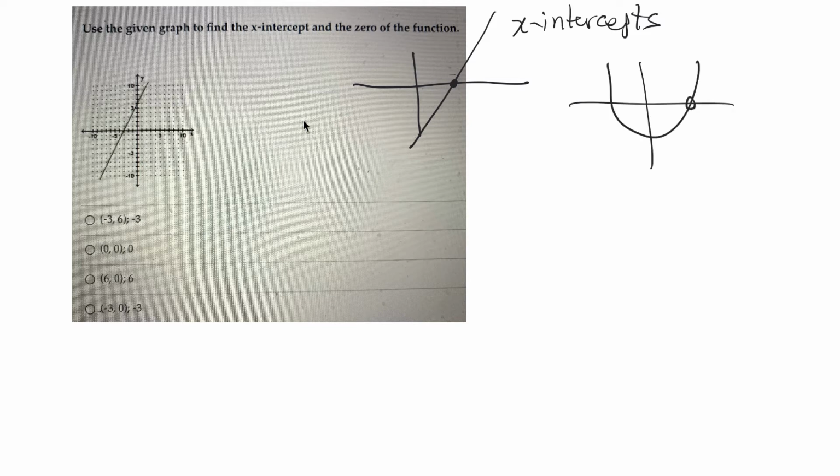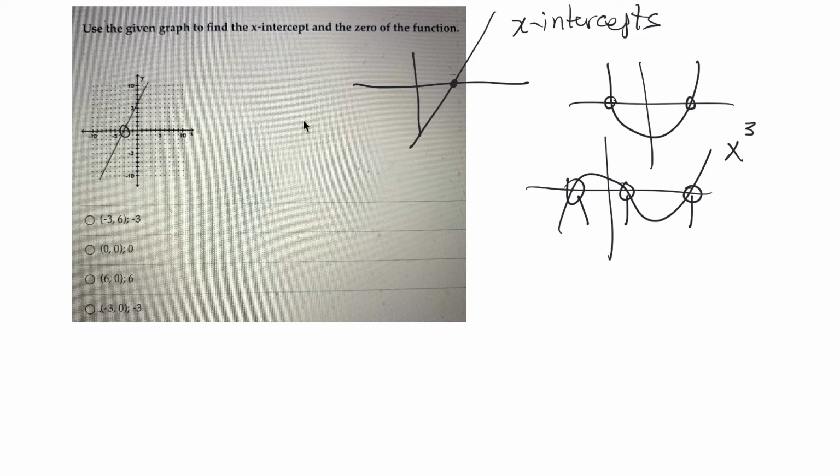Quadratic function, sometimes it could cross twice. Or a cubic function, it could cross 3 times. So if you have a cubic function, there's potential for you to have 3 x-intercepts. Okay, so where it crosses the x-axis, right at that point right there.